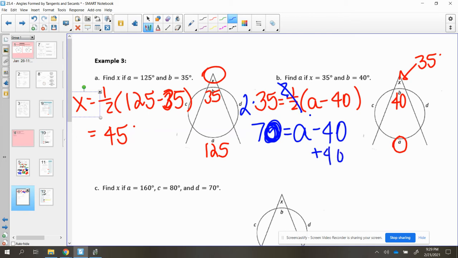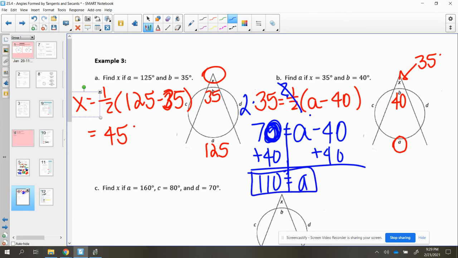Add the 40 across now. We end up with 110 as the measure of our angle. And when in doubt, you could always plug this back in. 110 minus 40 is 70, divided by 2 is 35. So it all checked out.